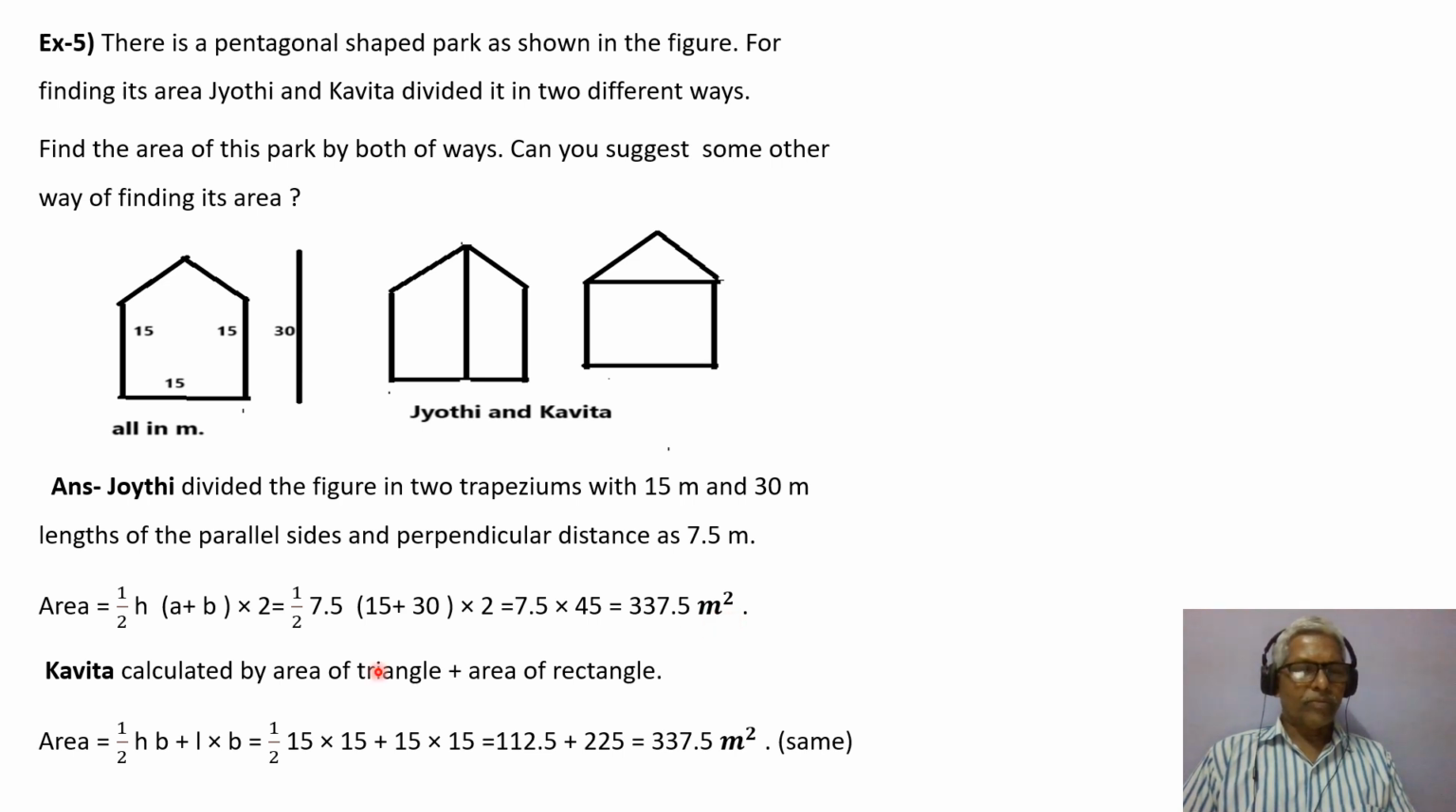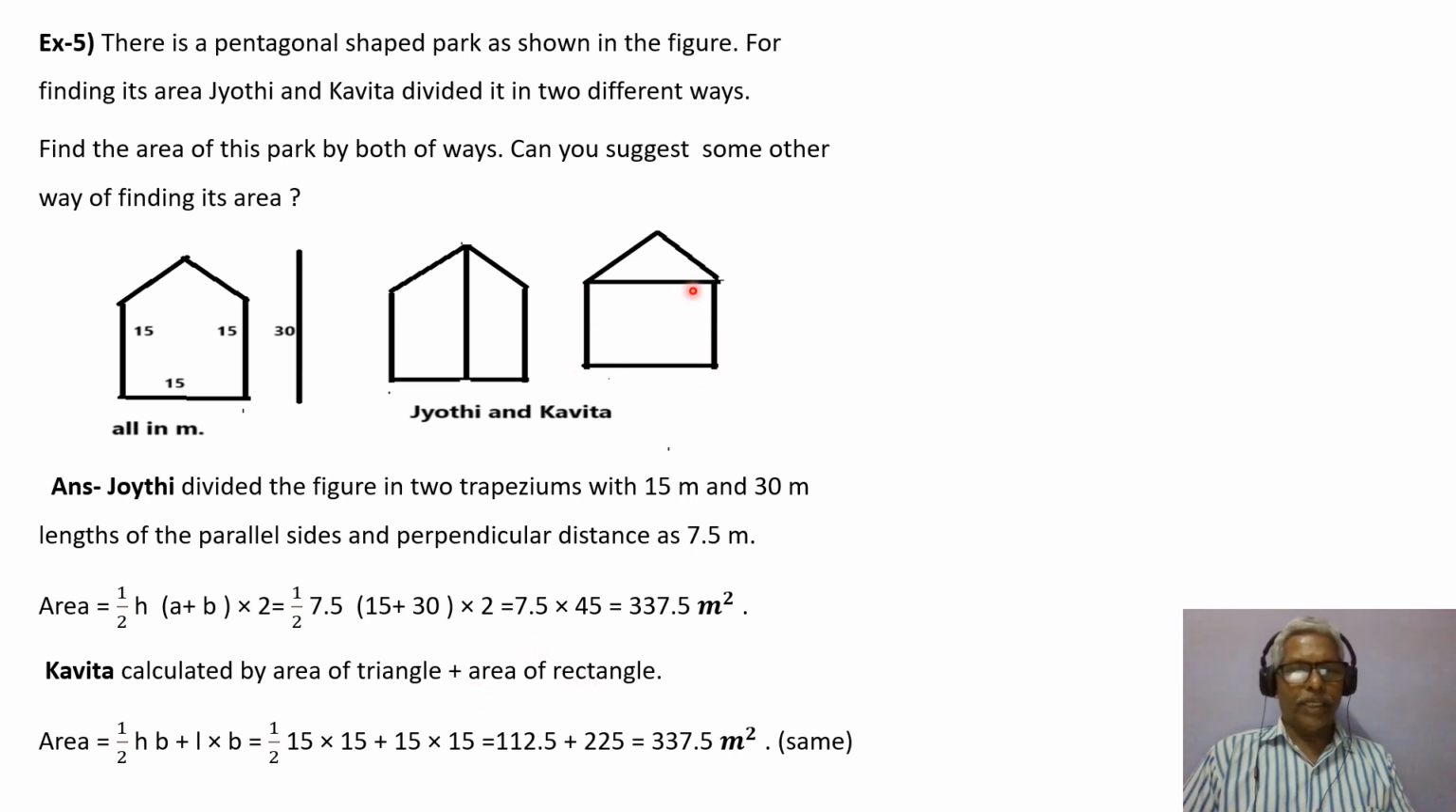So what did Kavita do? Kavita did not do it like this. She divided the field in this way, into one triangle and a rectangle. Now you know this is 15, this is 15 because that is given here, and this is 30. If this is 15, then the height is also 15. Remember that. So Kavita calculated the area of the triangle plus the area of the rectangle.